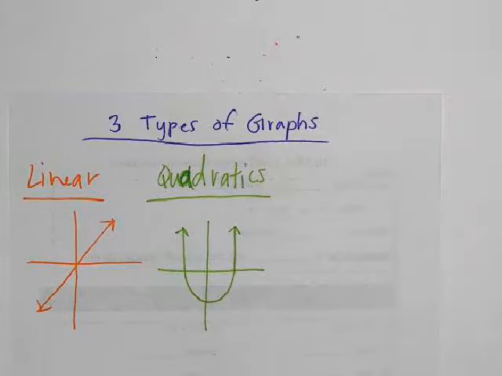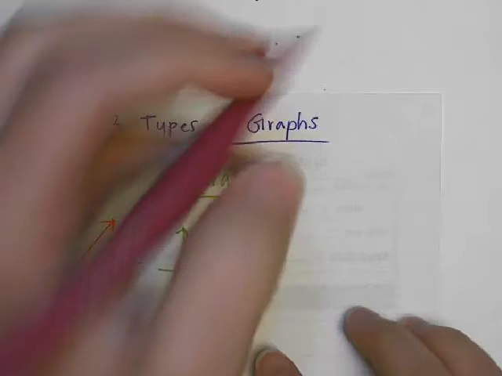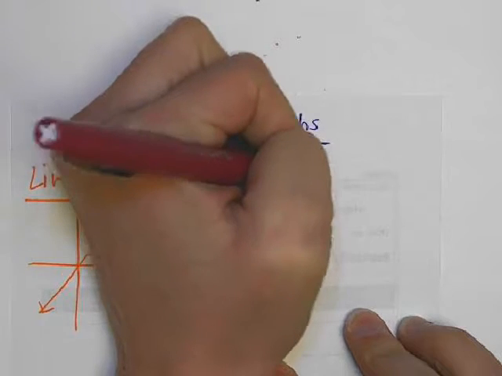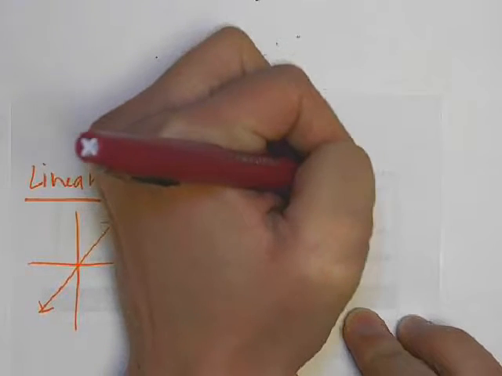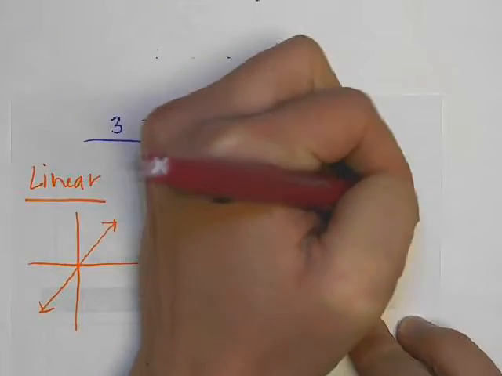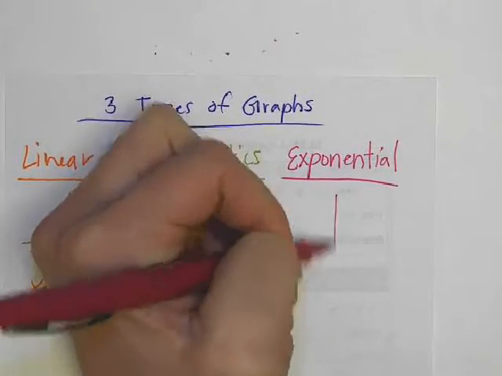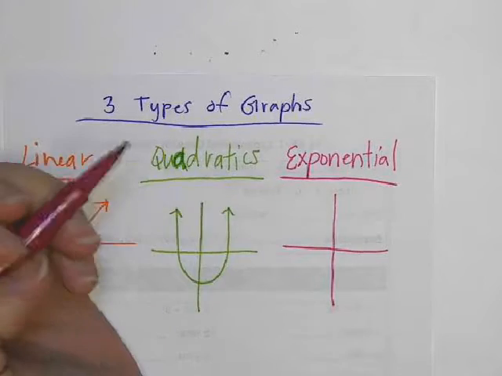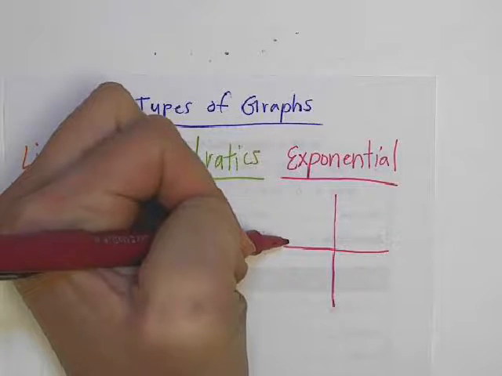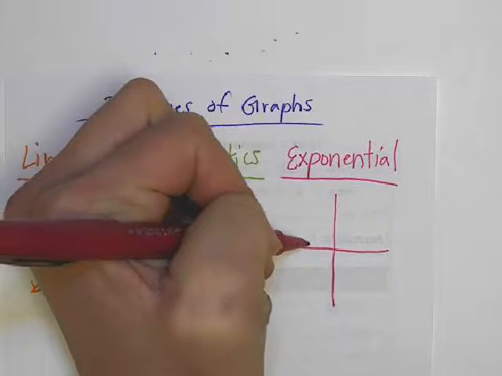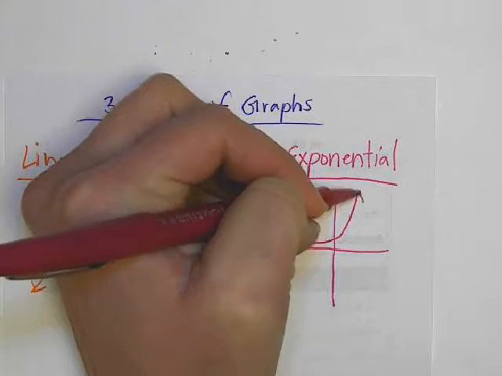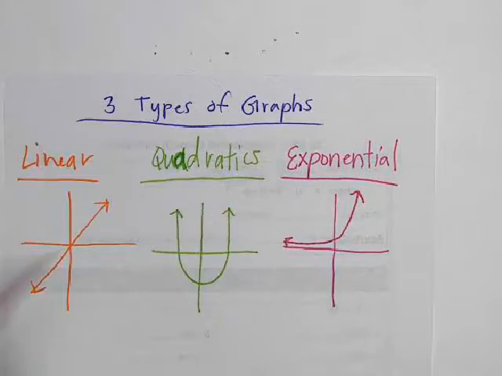All right? Then there is going to be a third type of graph. And it's called exponential. Exponential. I want you to draw another fake graph. An exponential is going to look like this. You're not actually going to touch the x-axis, but then I want you to draw it like this. Don't touch the x-axis.